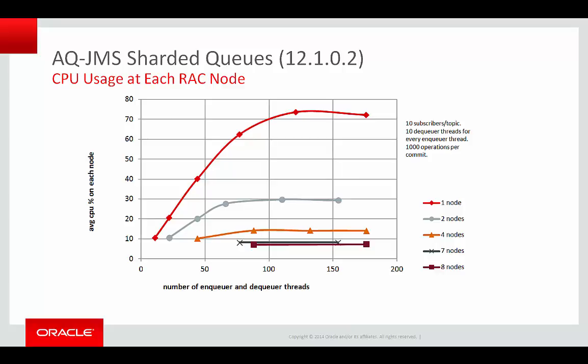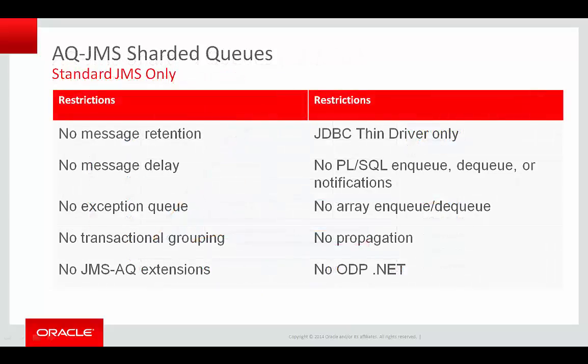Now that's the end of the performance slides that I'm going to show you in this presentation. There are more in the white paper. In 12.1, sharded queues is for the most popular AQ API only. That's JMS 1.0. So some of the other AQ APIs and features that you may be familiar with aren't supported in 12.1. This is for the thin driver only. There's no PL/SQL NQ, DQ, or notifications supported.